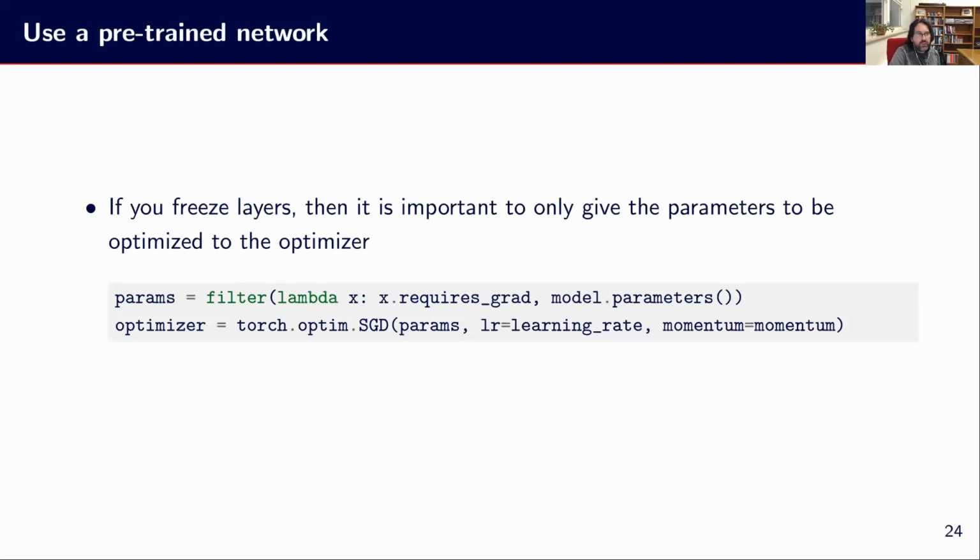One important thing is that if you freeze layers, you should only give the parameters to be optimized to the optimizer. We should not give it more than this. So we possibly need to filter out all the parameters that are not requiring gradients, because the optimizer will not work on them. We should not look at them.